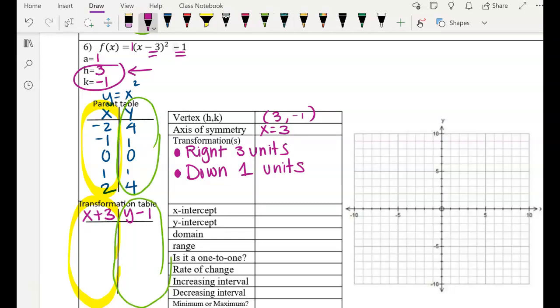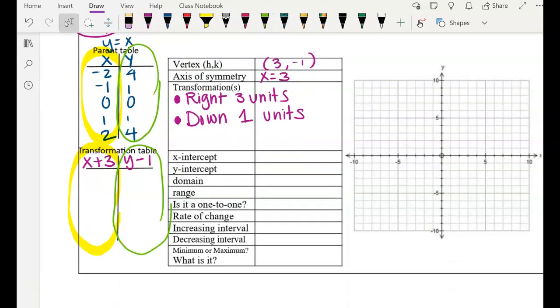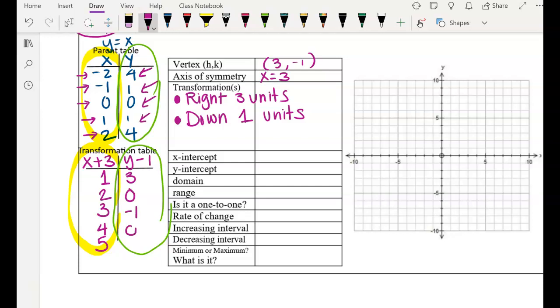Let's try to go and get our new points. Negative 2 plus 3 is now 1. Negative 1 plus 3 is now 2. 0 plus 3 is 3. 1 plus 3 is 4. 2 plus 3 is 5. Next, our y value. 4 minus 1 is going to be 3. 1 minus 1 is 0. 0 minus 1 is negative 1. 1 minus 1 is back to 0. And 4 minus 1 is 3.